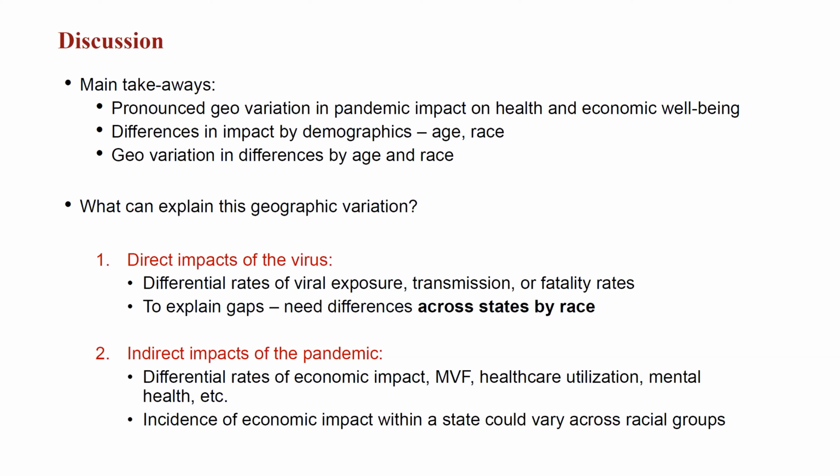So what can explain this geographic variation, and hopefully people will have more thoughts in the discussion, is one, obviously, the direct impacts of the virus. Viral exposure, transmission, or fatality rates may vary across states. To explain the gaps, we will need to have more than that. We'll have to have some kind of differences that are varying by race across states rather than just geographic variation. And then similarly, indirect impacts of the pandemic, such as economic impacts, motor vehicle fatalities that were talked about previously, healthcare utilization, and so forth.